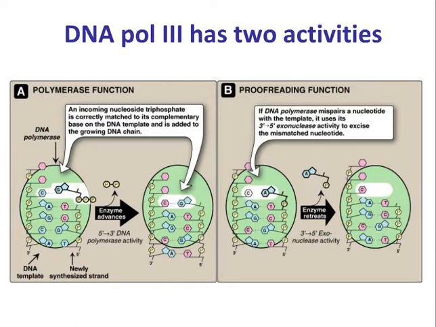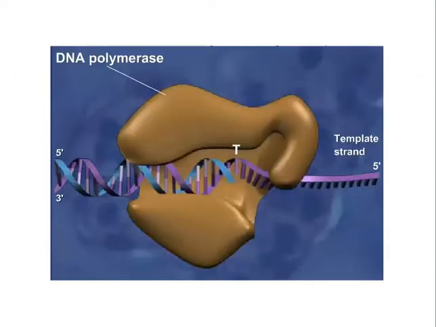DNA polymerase III has two activities. Its primary function is as a DNA polymerase, but it also contains a 3' to 5' exonuclease activity, which allows the enzyme to proofread its work. If a mispaired nucleotide is inserted into the newly synthesized DNA, it will not be able to correctly base pair with the template DNA strand. This is recognized by the DNA polymerase, and it uses its 3' to 5' exonuclease activity to remove the mispaired nucleotide.